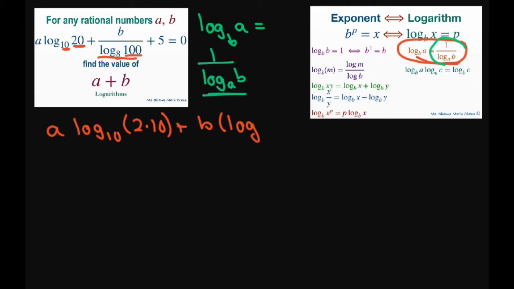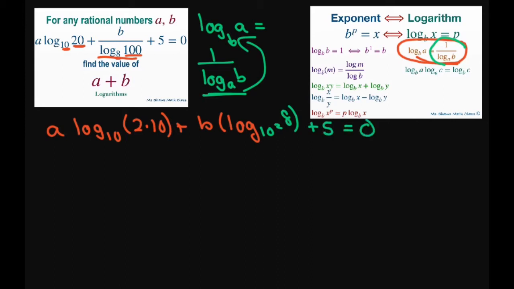So we have this form. I'm going to write it in this form. And we have 100, which I'm going to call 10 squared. And then the 8 goes here. And then plus 5 equals 0.